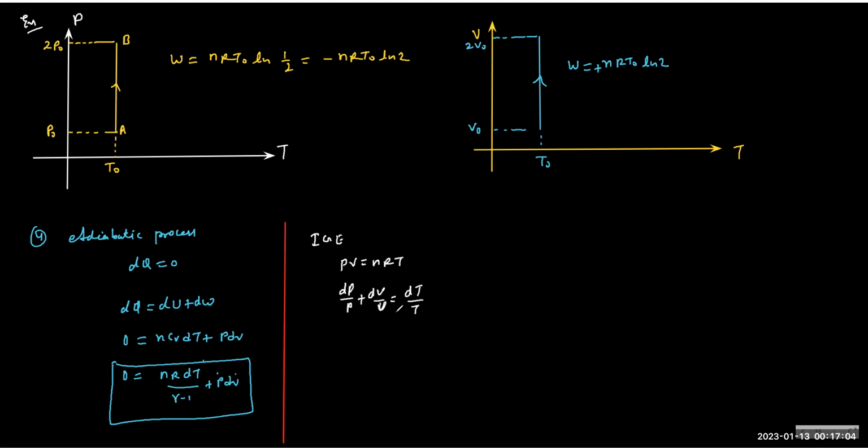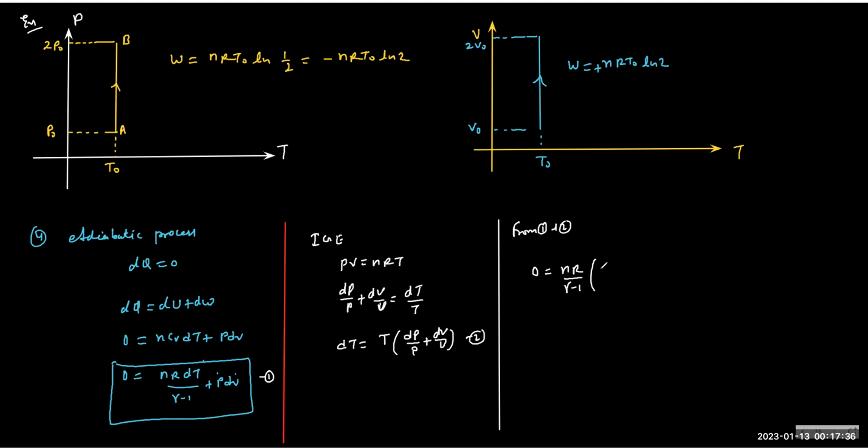Which 2 variables do you want? You want P and V relation? Yes. So let's replace dT. So dT we can write as T times this. So this is equation 1 and this is equation 2, use it. Whatever you want to replace, you can replace from 1 and 2. So what we can write? 0 equals nR by gamma minus 1, and dT we can write as T times dP by P plus dV by V.